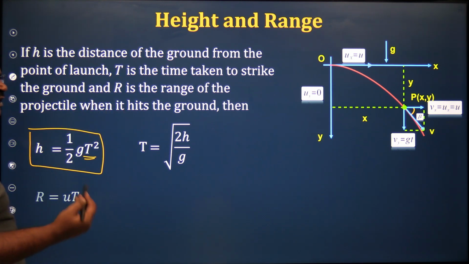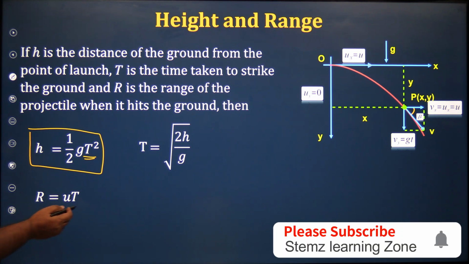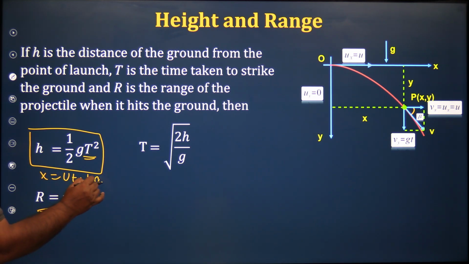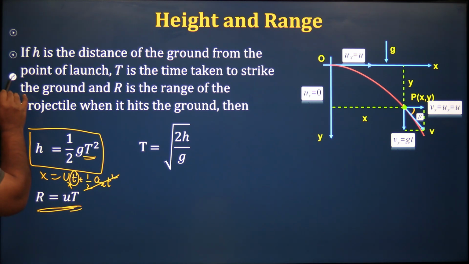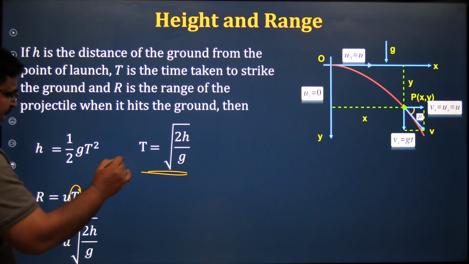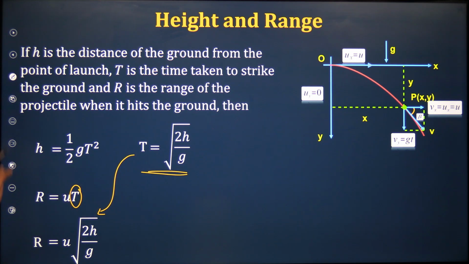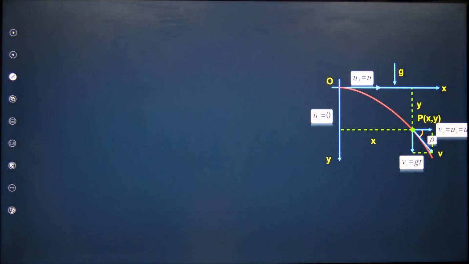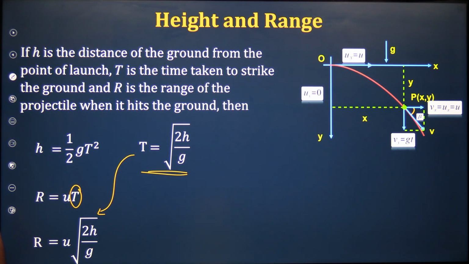And from this I want the range. Range is nothing but horizontal displacement. x is equal to ut plus half ax t square, and ax is 0, t is capital T, ux is u. So I can write in place of x, R. So now R equal to uT. And what is the T value? The T value is readily available here. So R equal to u, and T is nothing but square root of 2h by g. So this is the idea behind height and range.